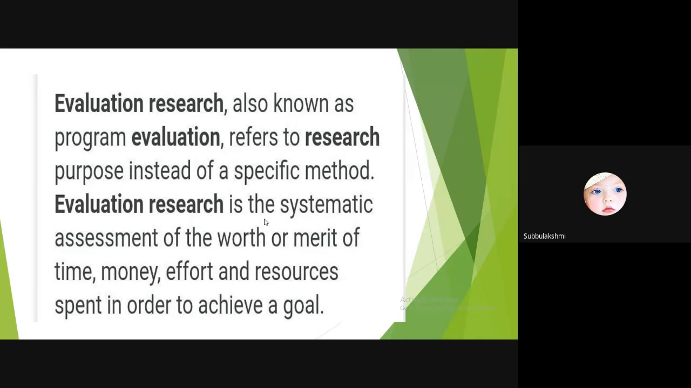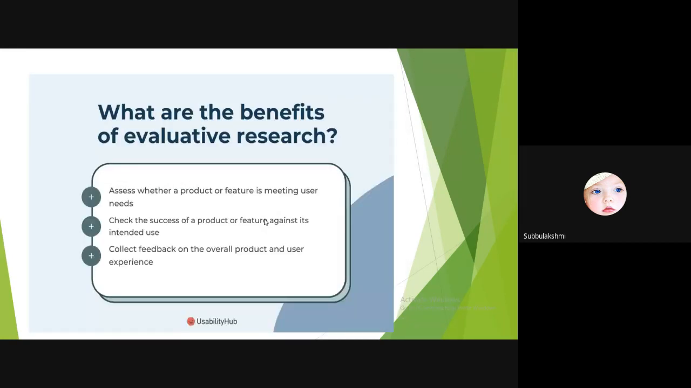Next, ma'am. So what are the benefits of this evaluative research? We assess whether the product or the feature is meeting user needs. This is business research, my friends. So commerce people or MBA people who want to conduct their research have to get along with this type of research. Check the success of a product or feature against its goals, and collect feedback.